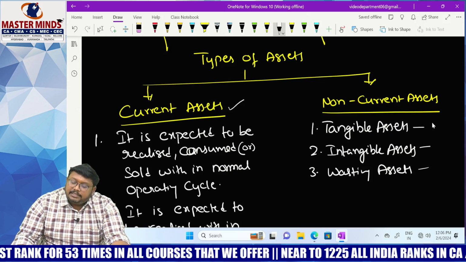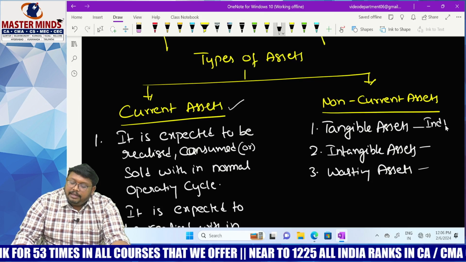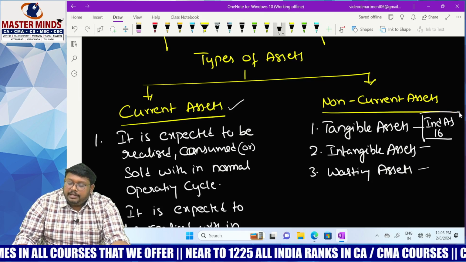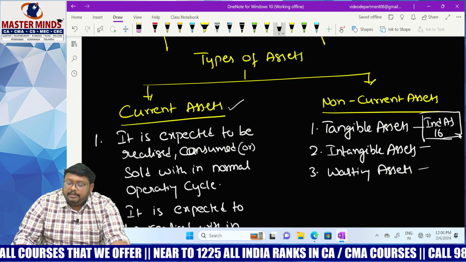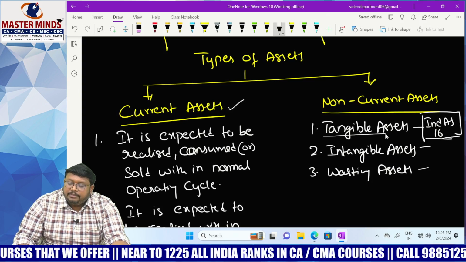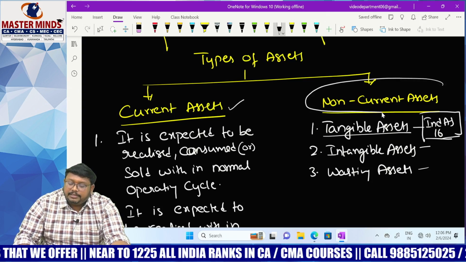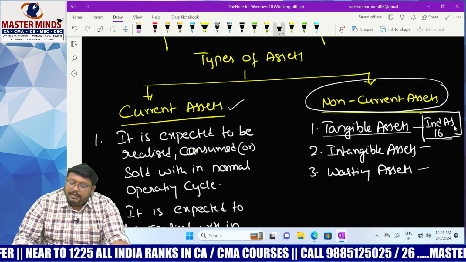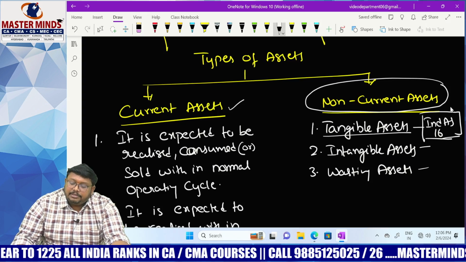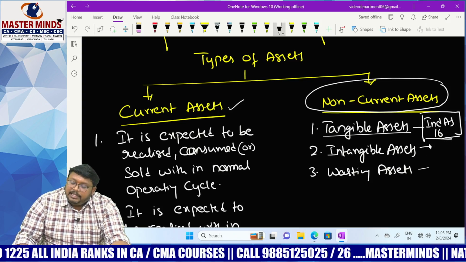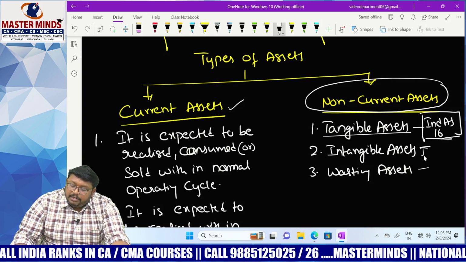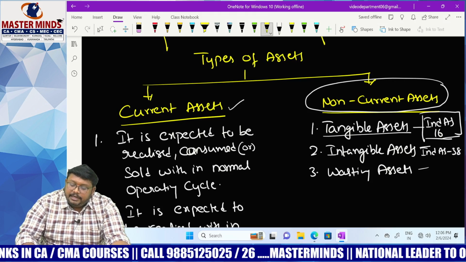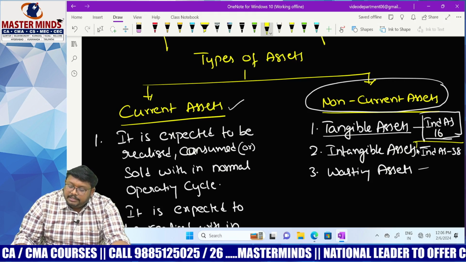If it is a tangible asset, we have to apply Ind AS 16. This is an important thing. We use Indian Accounting Standard 16 for which type of assets? Tangible non-current assets. So for tangible non-current assets, we use Ind AS 16. This is our concept. And for intangible assets, we have a separate standard called Ind AS 38. Ind AS 38 is for intangible assets.